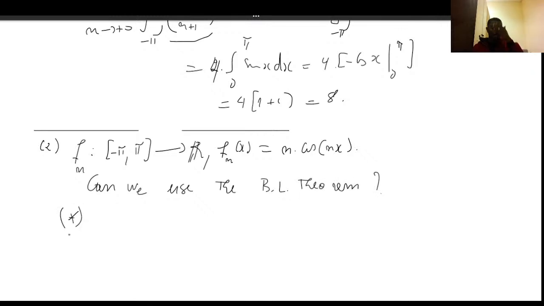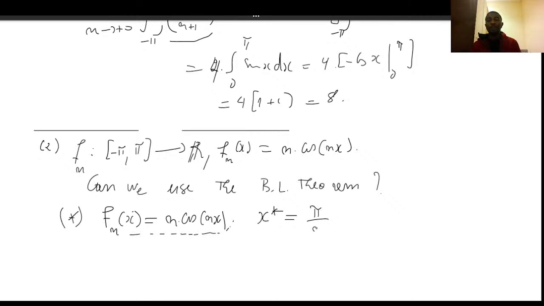To answer this question, we must check the hypotheses of the Beppo Levi convergence theorem. The first hypothesis is to check if the function fn is positive. Is fn always positive? Let's compute fn. fn of x is defined as n cosine of nx. Take x, it will be positive if we always find a positive number when we compute this. But take this x that is equal to pi over n.